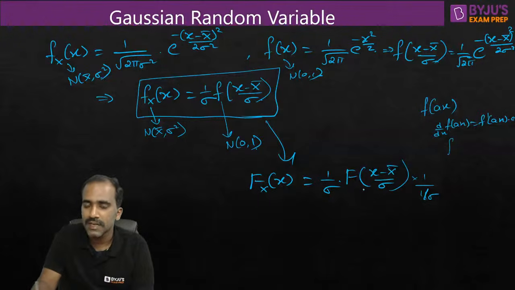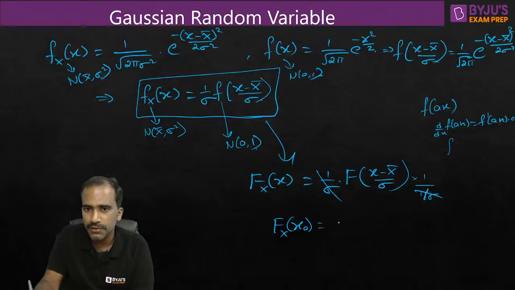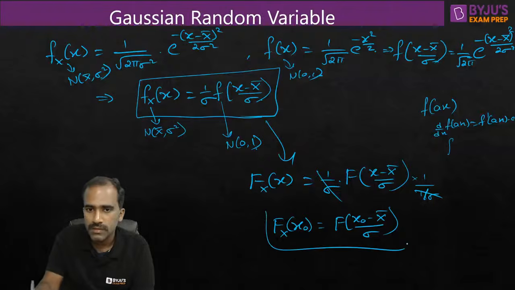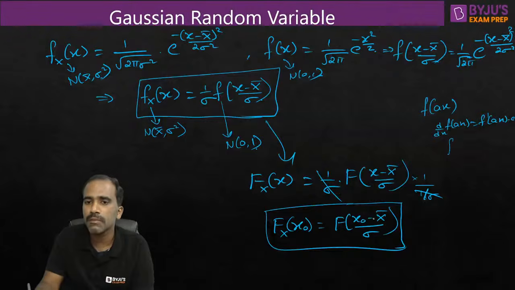Okay. So there are different ways in which we can establish this relation. Generally, I teach in a different manner in regular classes. Today I am trying to explain in a much easier manner using basic integration and differentiation. So this 1 by sigma cancels. So this is the relation: FX of x, or x naught. Instead of x, I am putting x naught just to avoid confusion. It is F of (x naught minus x bar) divided by sigma. So this is the beautiful relation between the CDF of any Gaussian function and the CDF of the normalized Gaussian.